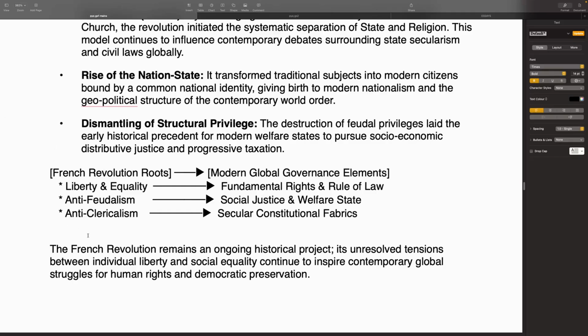The French Revolution remains an ongoing historical project. Its unresolved tensions between individual liberty and social equality continue to inspire contemporary global struggles for human rights and democratic preservation.